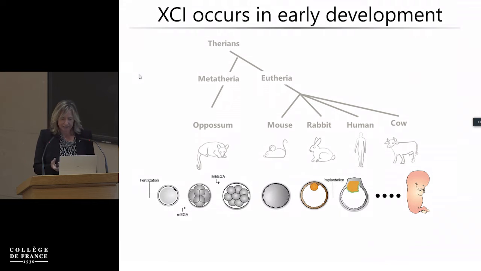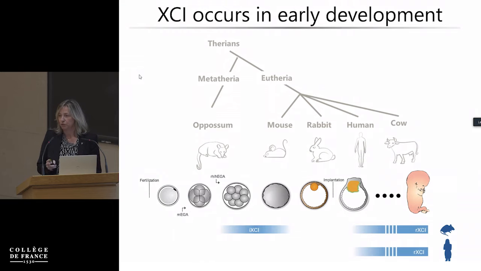And so X inactivation occurs early in development, but with different kinetics according to the species. In the mouse, which has been so far the most studied model, X inactivation is initiated right after the activation of the zygotic genome. I will not go into the details, but at this stage it is imprinted, with the paternal X being systematically inactivated. There is a transient phase of reactivation, and then random X inactivation is subsequently initiated upon implantation.